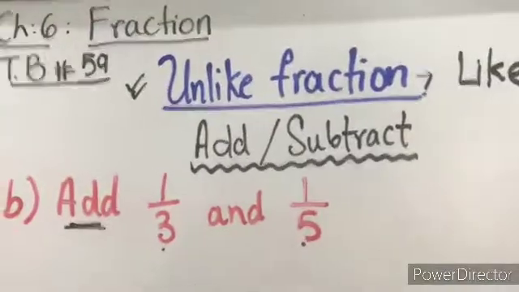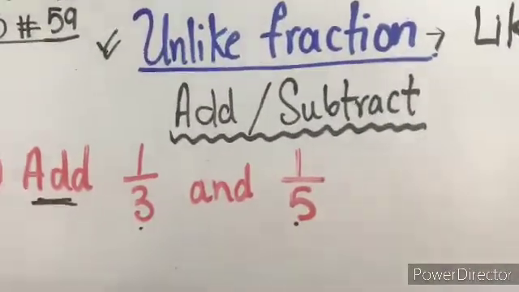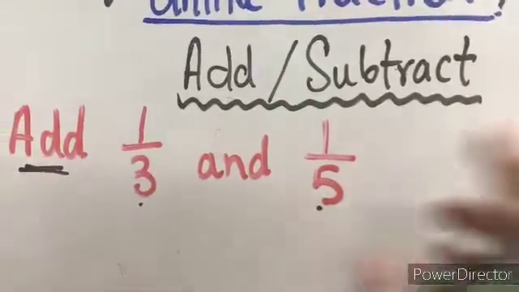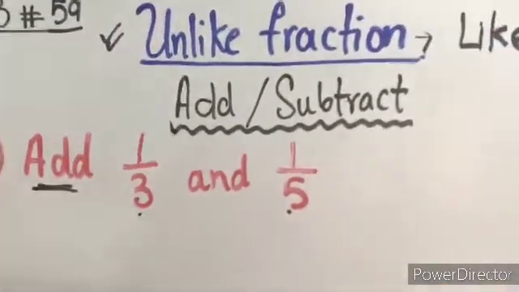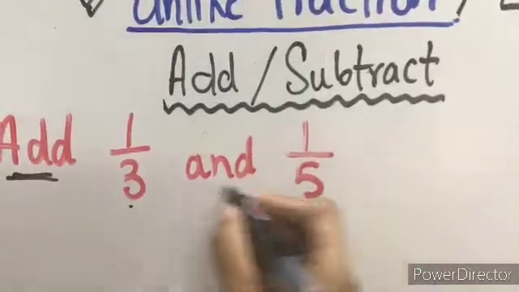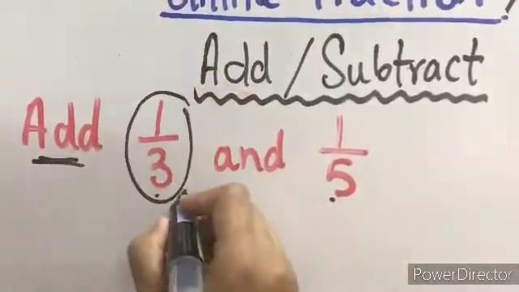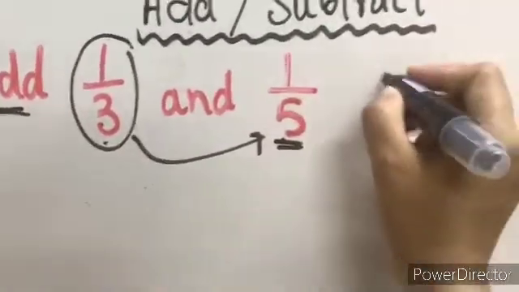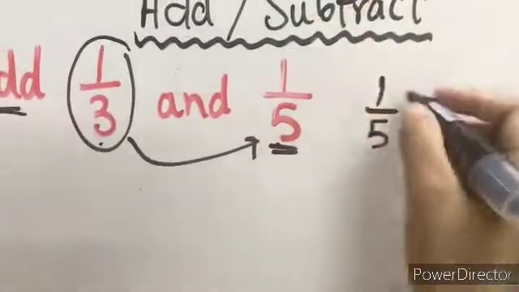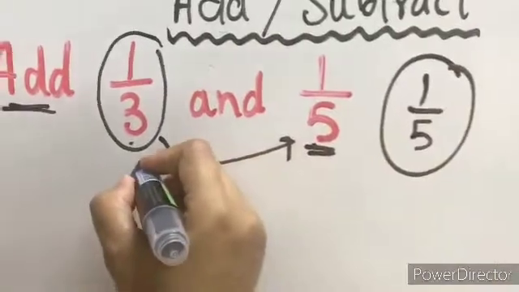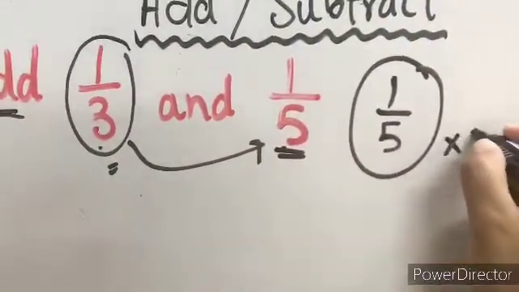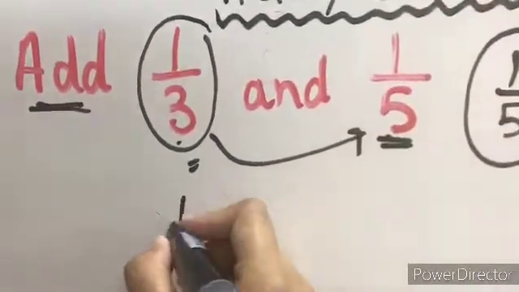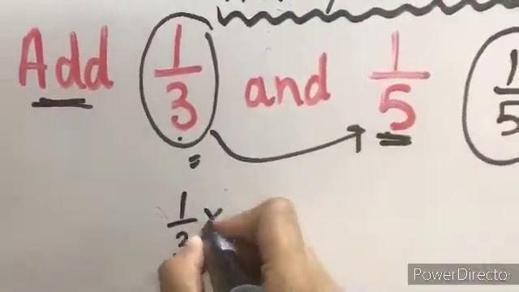Okay, this is the first step. How? Now, see, the denominator is 3 and the denominator is 5. Usually you will multiply this part with this, means with 5, and this part, 1 by 5, with this 3. Okay, I'll show you. You can simply say 1 by 3 multiplied by 5.